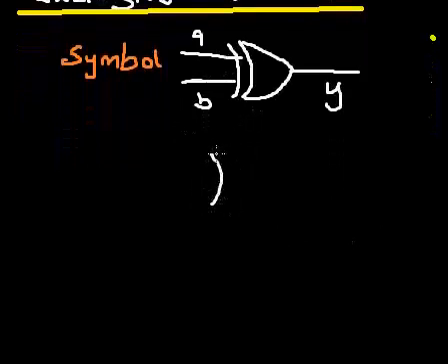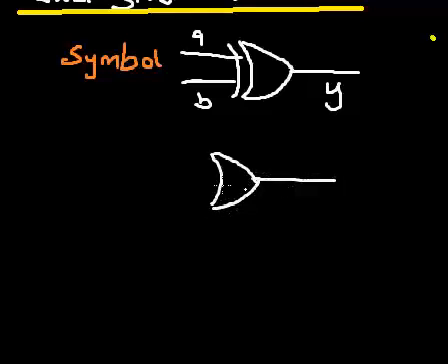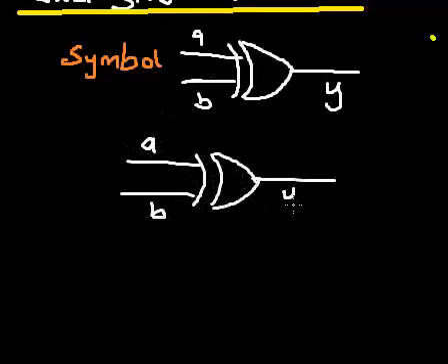Now, to draw the exclusive OR gate is very simple, just the same way you draw the OR gate. Then, before the input, you need to add something before the input terminal, and that's what you just see me adding here. So this shows that this is an exclusive OR gate. The inputs are A, B, and the output is Y.